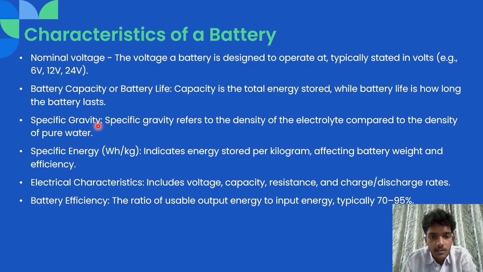Electrical characteristics include voltage, capacity, resistance, and charge discharge rates. Voltage is the potential difference used to cause the flow of electrons known as current. Capacity is the amount of energy stored in a battery, as read here. Resistance is the characteristic of a battery to oppose this flow of electrons. Charge and discharge rates is how fast the battery recharges or discharges whatever energy it has.